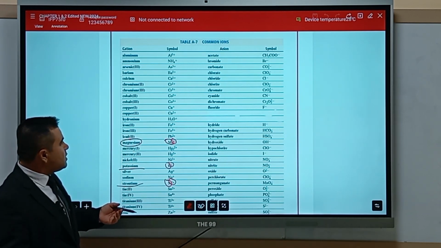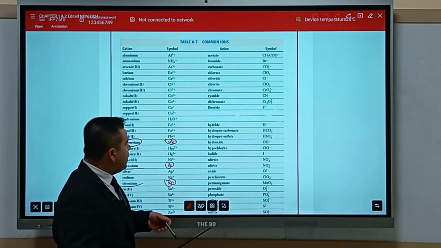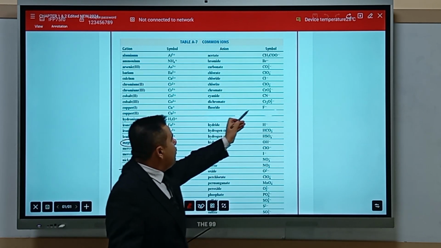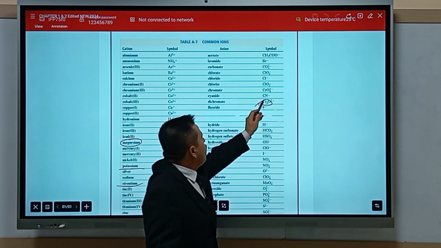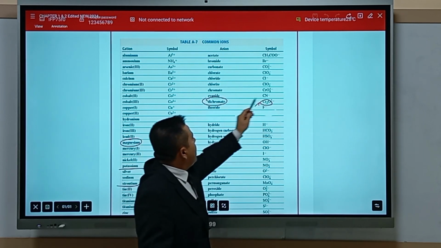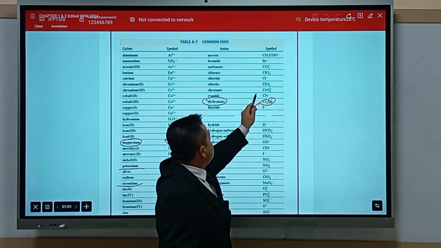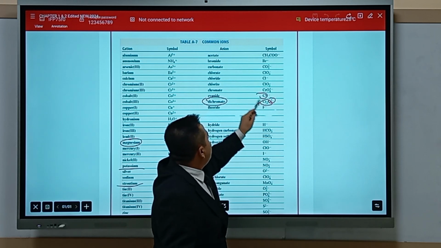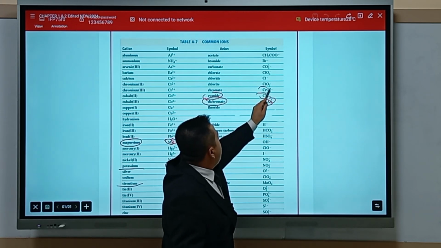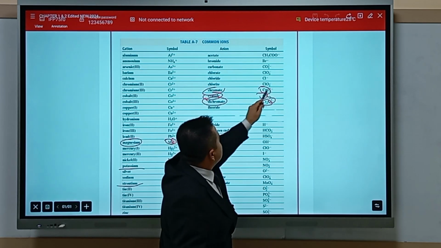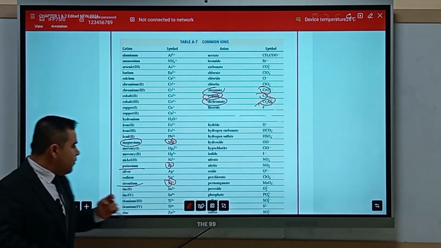And there are so many other examples also for the polyatomics. For example, here Cr2O7 is dichromate and has negative 2. CN is cyanide and has negative 1. This is chromate and has negative 2, and so on.